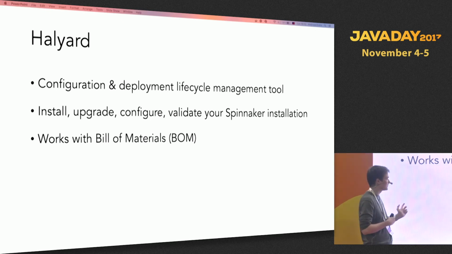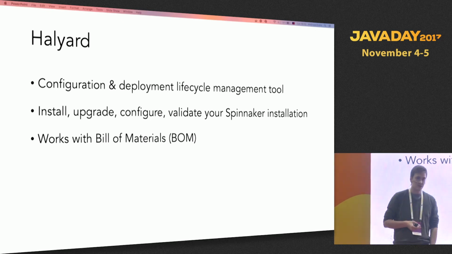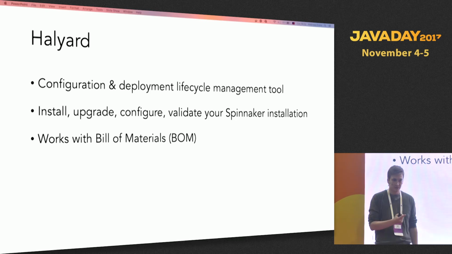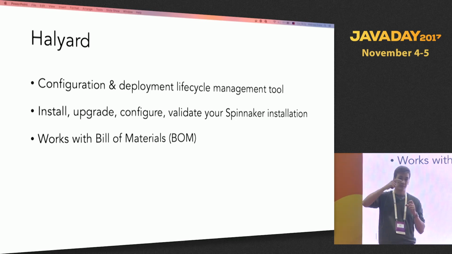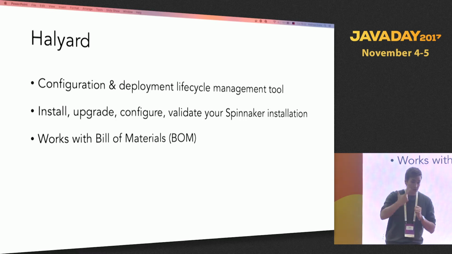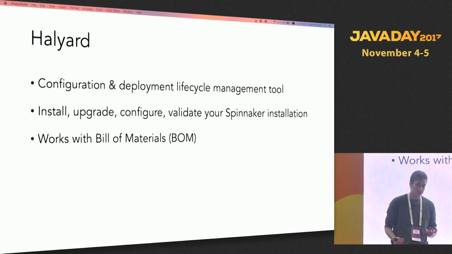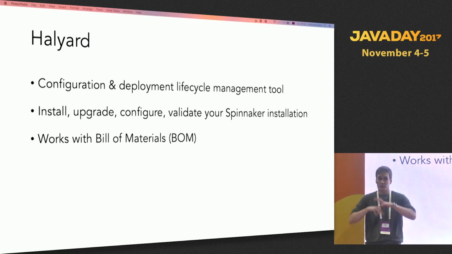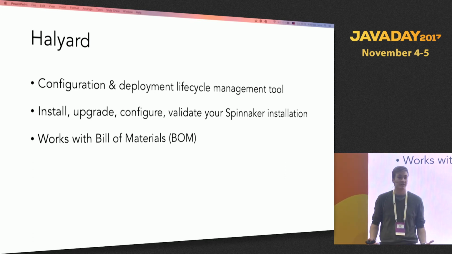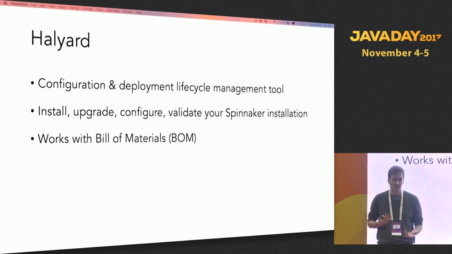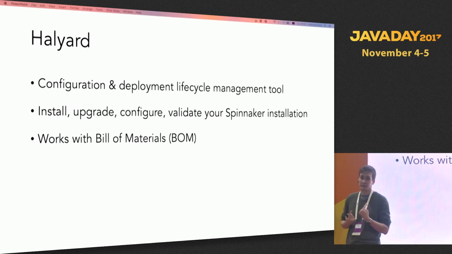So Halyard makes sure there's a bill of materials, just like there's a bill of materials in Spring Boot. Spring Boot also has the parent POM or the BOM that you could use, which will help you make sure that for all your dependencies, you don't need to specify versions, but you'll just get a working set of dependencies that are tested with each other. It's the same thing that Halyard is doing for Spinnaker.